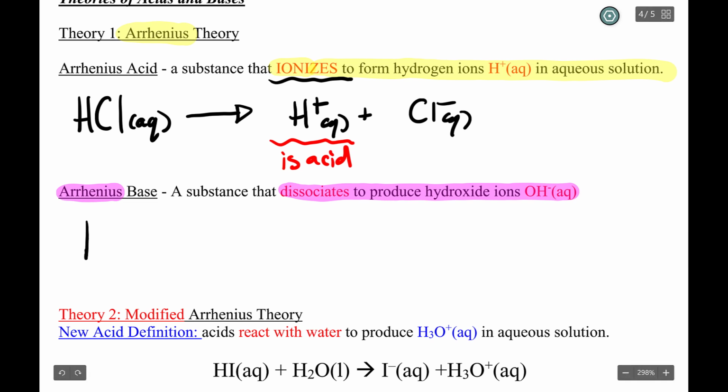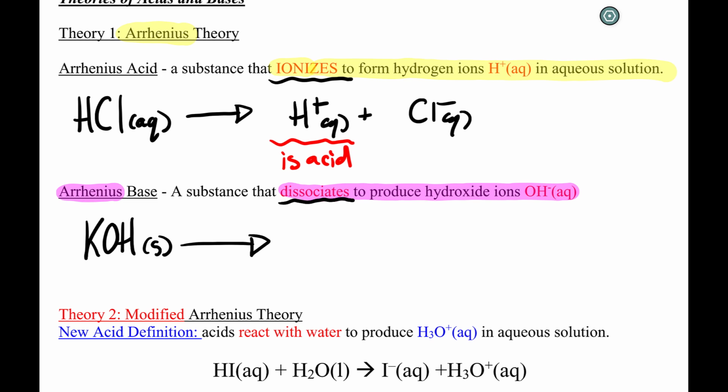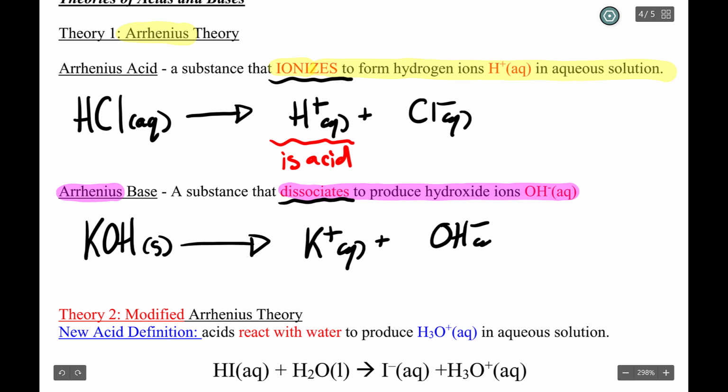So for instance, KOH solid would dissolve in water because it's 100% soluble, and it dissociates. It doesn't ionize, it dissociates because it already is ions. The K is a cation, K+. The OH minus is an anion, OH minus. It doesn't need to ionize like an acid. It already is ions. It just needs to dissociate into its parts, which are K plus aqueous and OH minus aqueous. Of course, OH minus aqueous is base. That's what it is.